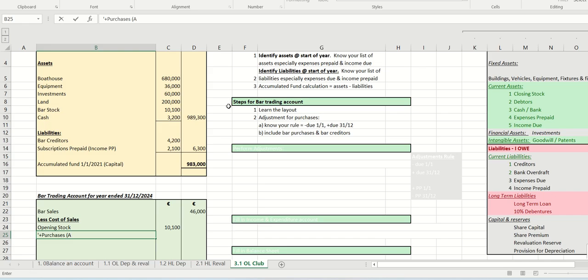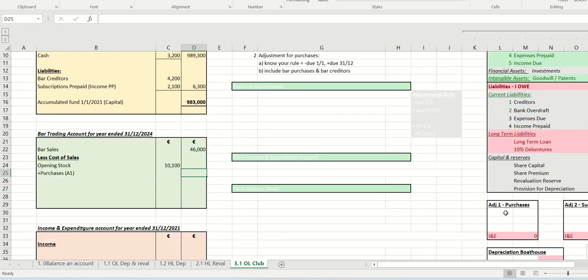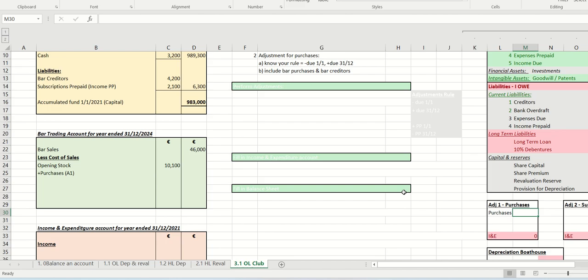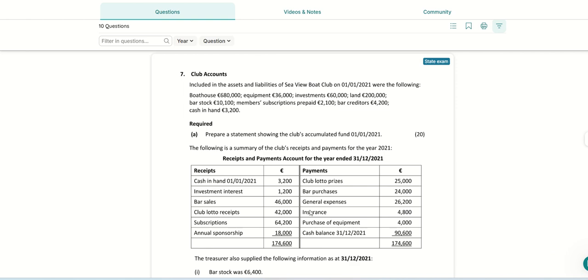And we have to do an adjustment for purchases. So I'm linking it there to adjustment 1. And we're going to do a little adjustment for the purchases number here. I'm over here now in this little right section. We're going to have bar purchases, so we're going to have the number from the income and expenditure account here. Bar purchases, 24,000. We will also have our bar creditors number at the start of the year.